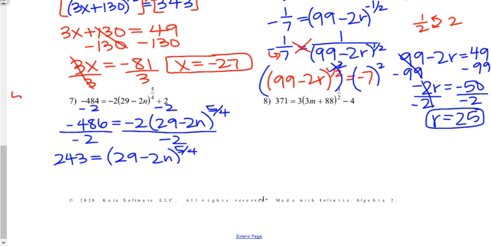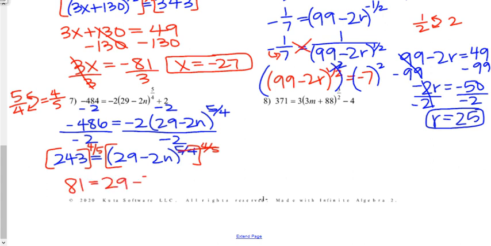Now I have 5 over 4, and I want to flip it upside down again, and I get 4 over 5. So I can take both sides to the power of 4 over 5. Cancels on the right. On the left, 243 to the power of 4 over 5, I get 81. On the right side, I do just get 29 minus 2n. Now I have to subtract 29 on both sides. And on the left, I get 52 equals negative 2n. And so when I divide that by negative 2, I get n equals negative 26.